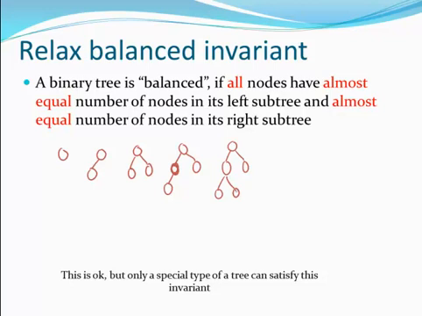And so we can develop a balance concept like this. Here's a balanced tree of 6 nodes. We also know that these trees are called complete trees. This is okay, but only a special type of tree can satisfy this invariant, which we call the complete tree. So that's one notion of a balanced tree, which is more relaxed than the previous one, but it's still not good enough in practice, because we do not want the restriction that this tree imposes on us.